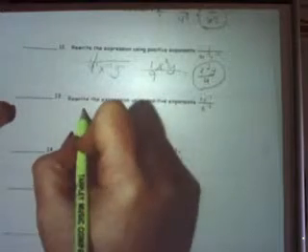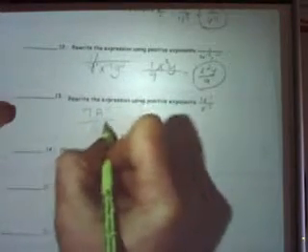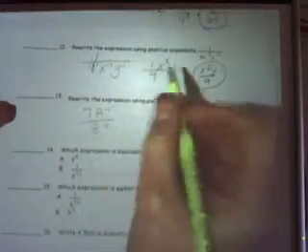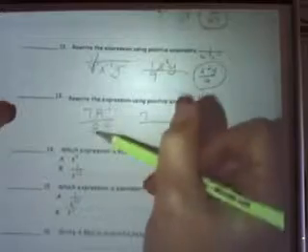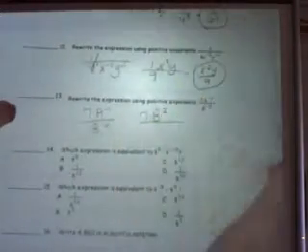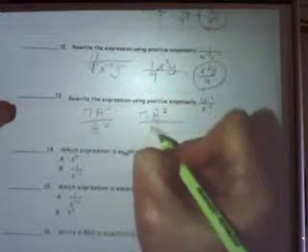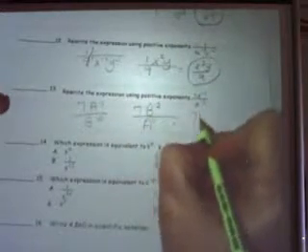13, rewrite the expression using positive exponents. Again, I'm just going to leave the 7 where it's at. So, I know that if I move the b -2 up, it's going to give me positive b squared. If I move the a -1 up, that's going to give me a to the first power, which is really 7b squared divided by 8.